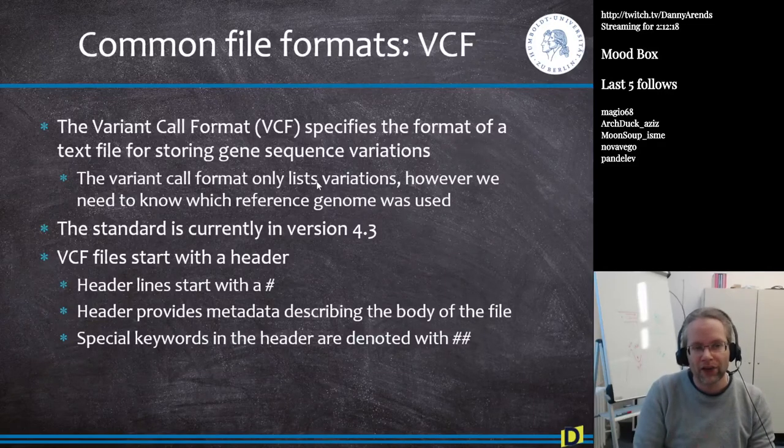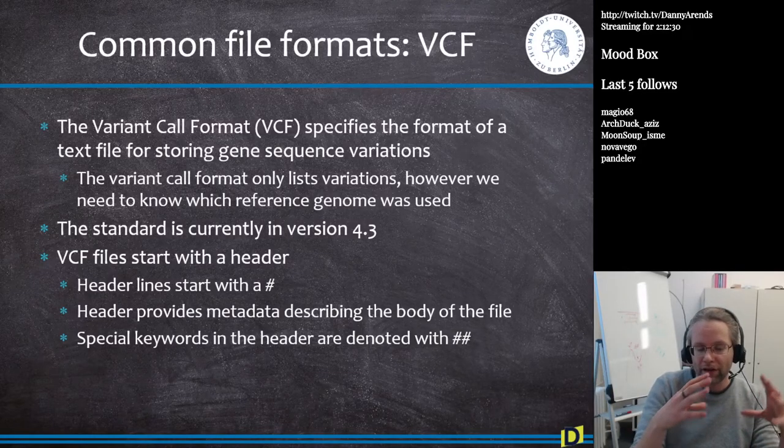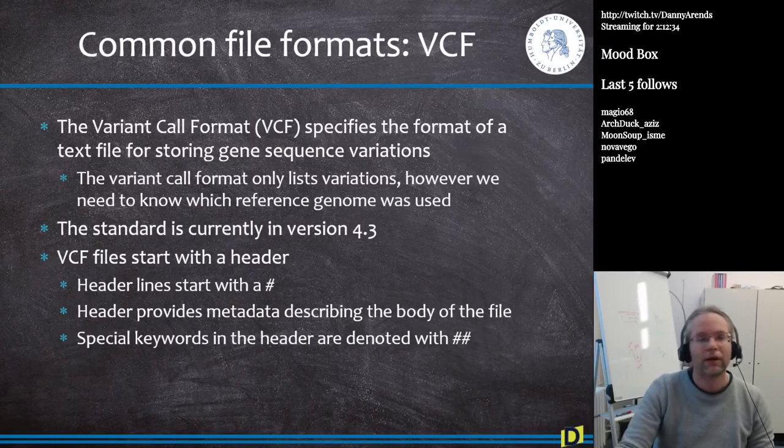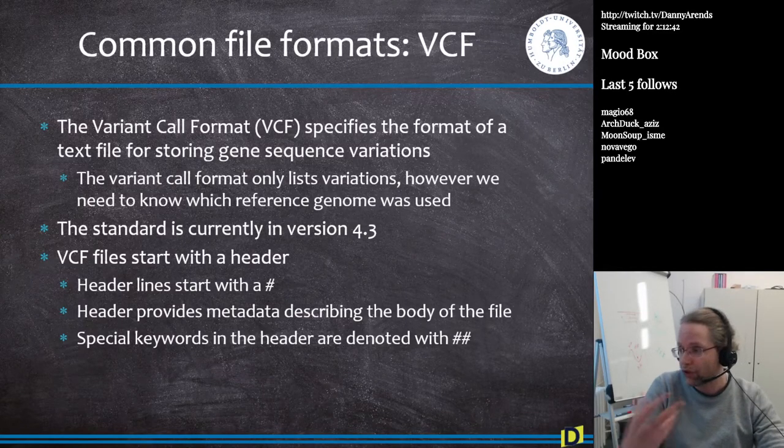All right, then the next one is the variant call format. The variant call format is a way to store sequence variations, right? For example, instead of an A at this position, some individuals have a T, right? The variant call format only lists variations, but we need to know which reference genome was used, of course, because variations are relative to something.